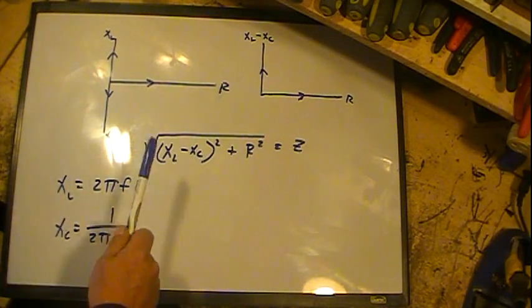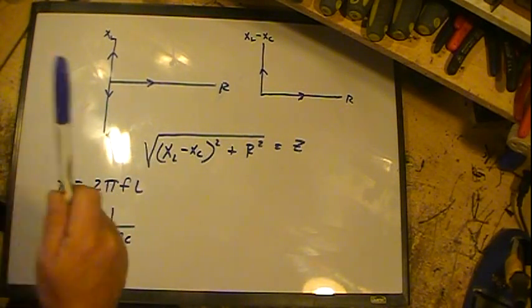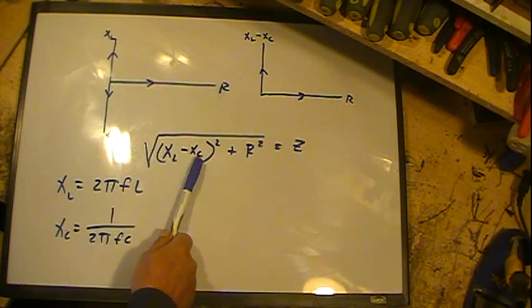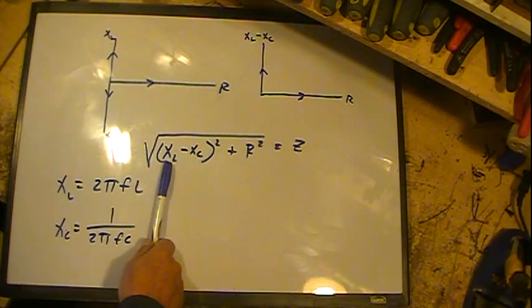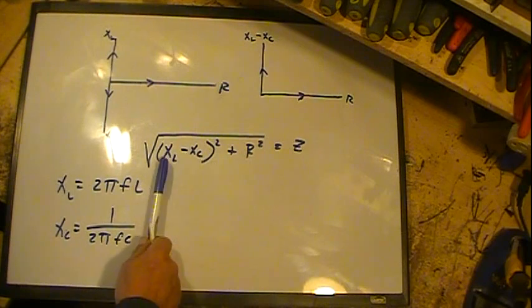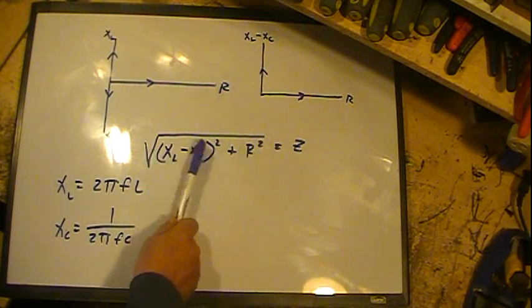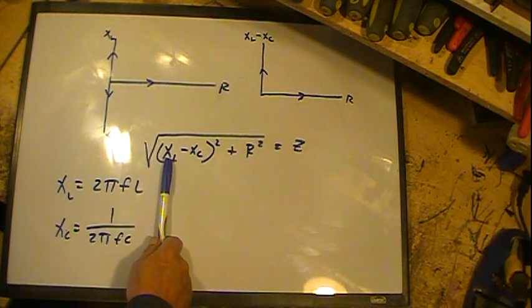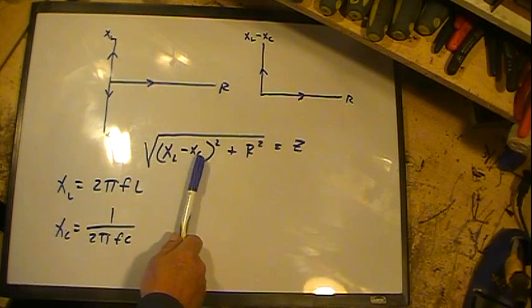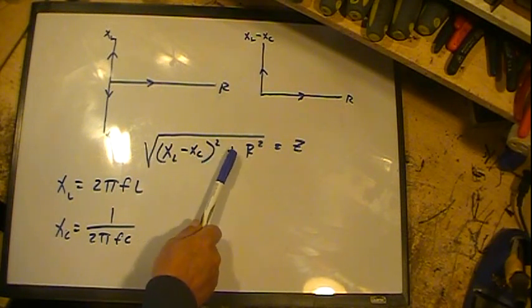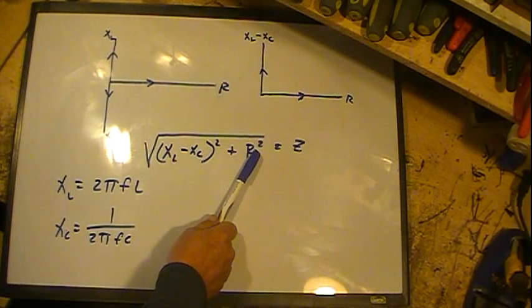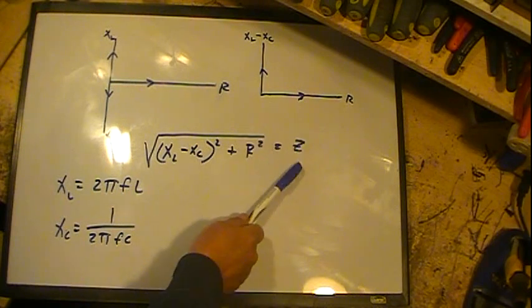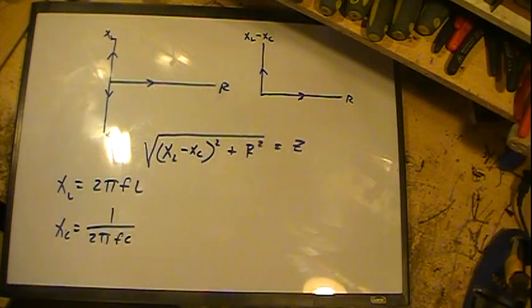But the main thing I want you to realize is that when you have a circuit that has all three of these in it, an inductor, capacitor, and resistor, this is how you figure impedance. And all it is is the Pythagorean theorem of figuring a right triangle. And you take X sub L and always subtract X sub C. Once you got that, you square it, add that to the resistance squared, and then take the square root, which gives you your impedance in ohms.